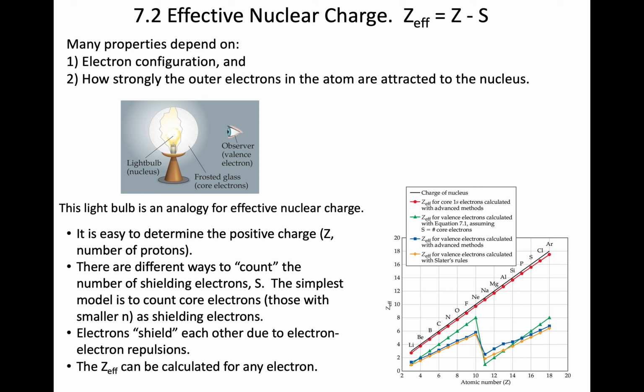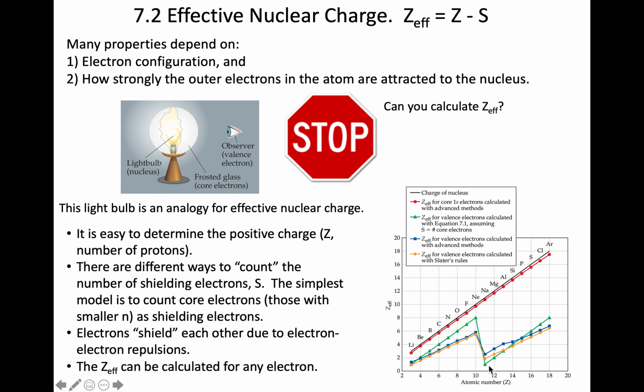The way that we found with our simple model was to consider the electrons that have a smaller principal quantum number as being shielding electrons, and with that we could calculate the effective nuclear charge for any electron. We see that for the innermost electrons, the effective nuclear charge just keeps going up, up, up, but it's a periodic trend for the valence electrons as they reach a maximum and then reset.